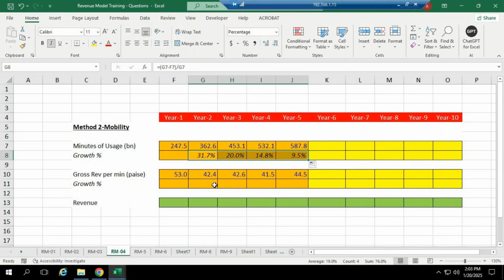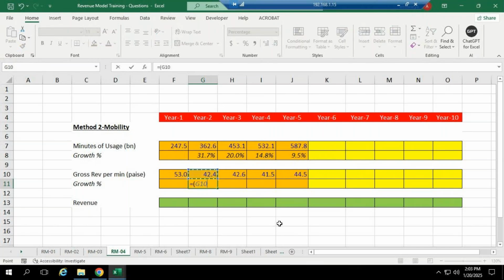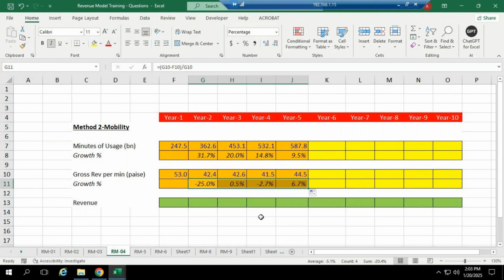Okay, in the same way we have to calculate this growth also. That means gross revenue per minute, which is in paise. Again equals current year minus previous year, divided by current year. Press enter, so minus 25.0%. Again you have to drag it over here like this.